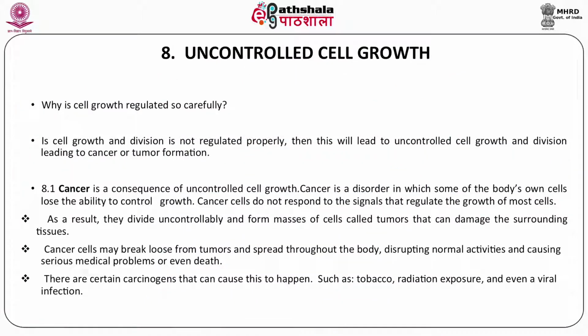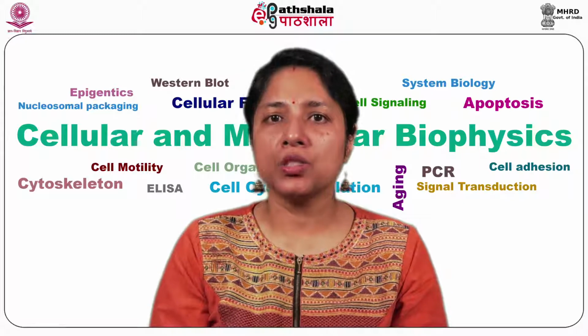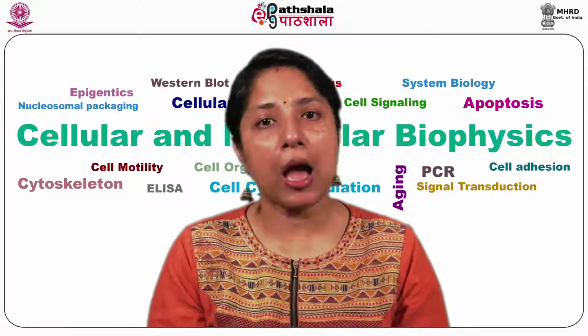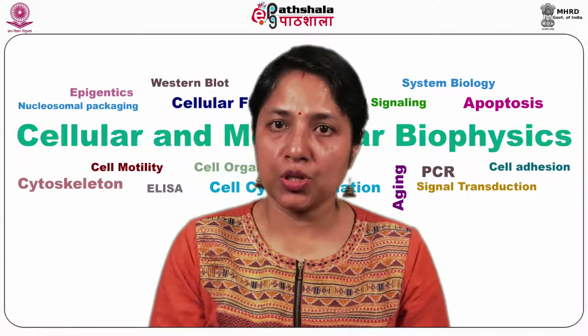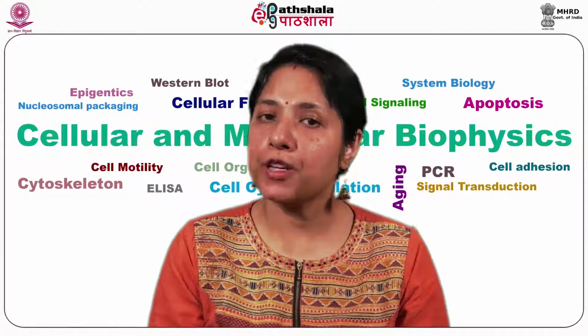Cancer cells may break loose from tumors and spread throughout the body because they have the ability to invade and disrupt normal activities, causing serious medical problems and even death. There are certain carcinogens that can cause this to happen, such as tobacco, radiation exposure, and even a viral infection.